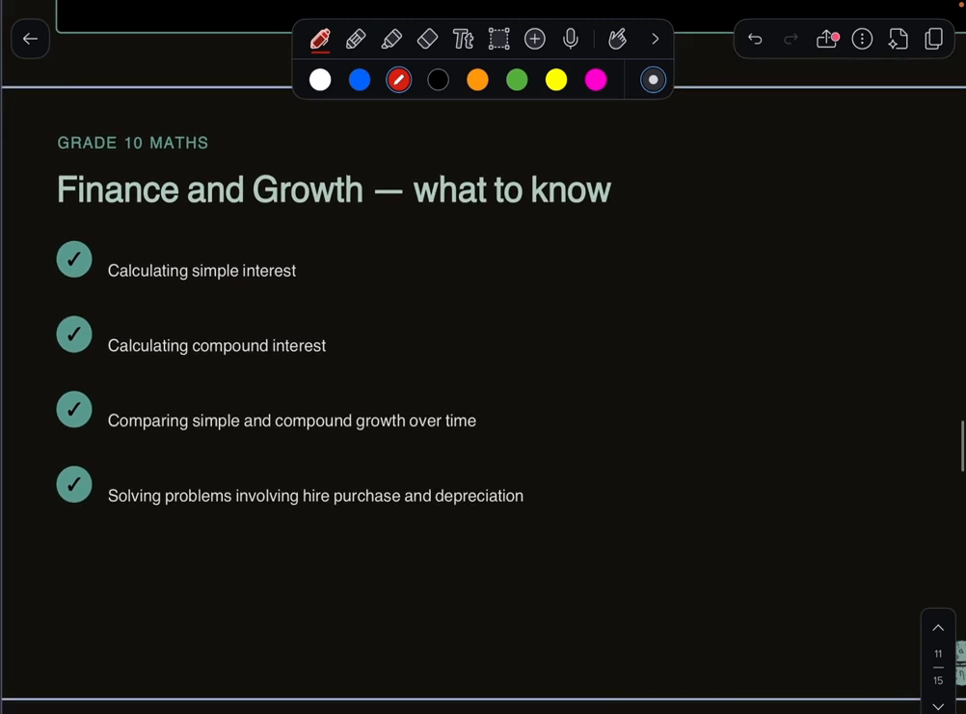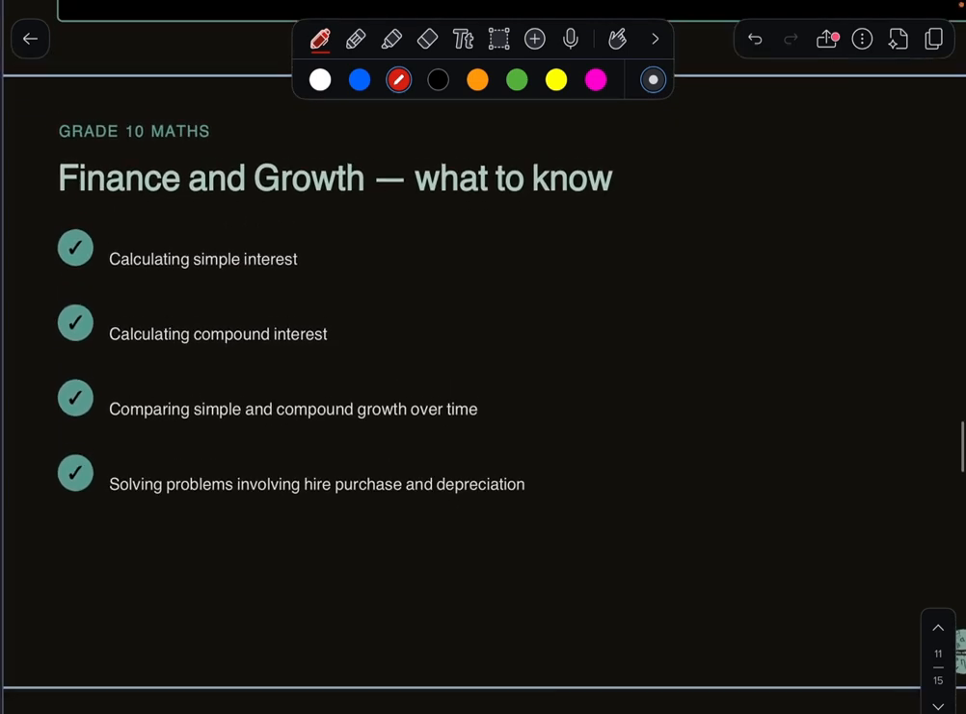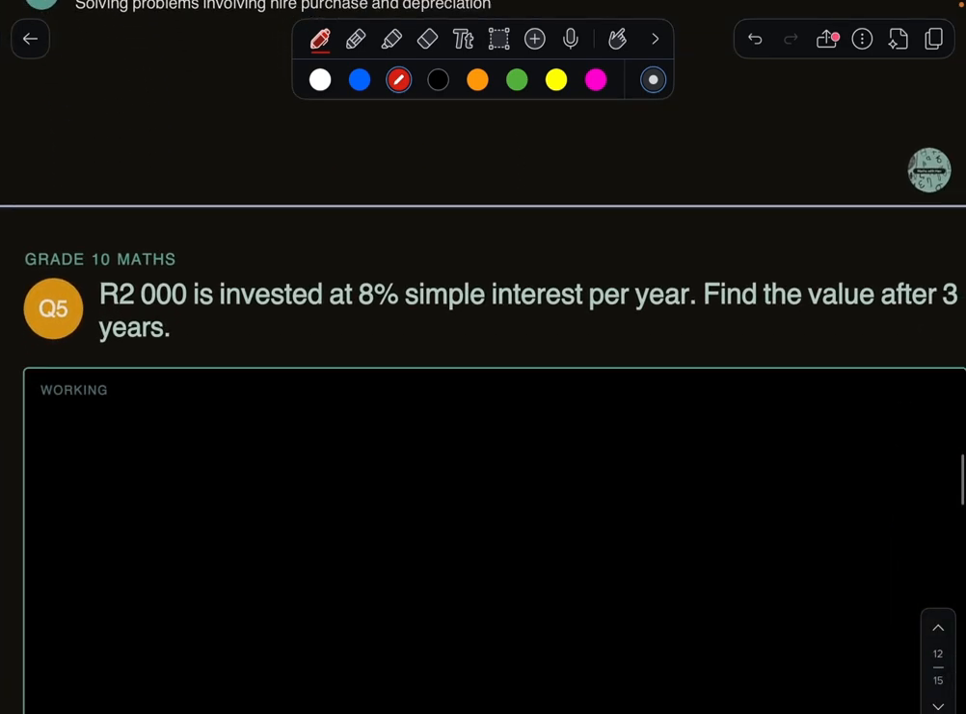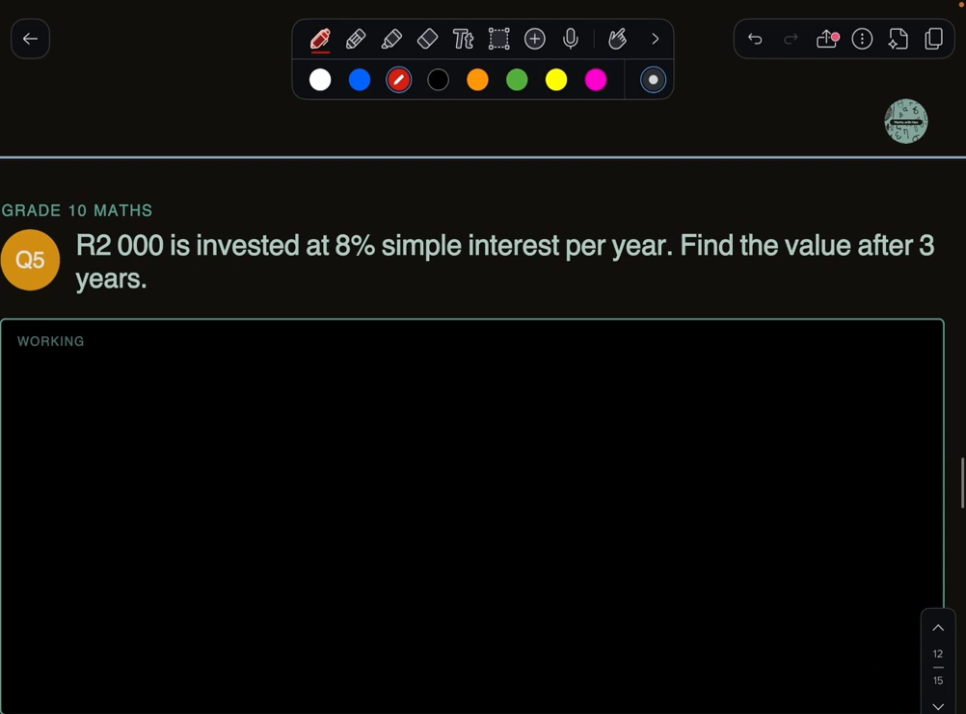And then finally, you're going to be looking at some financial maths, so calculating simple interest, compound interest, comparing which is the better option in different scenarios, and solving problems with higher purchase and depreciation. As an example of a question, this is a simple interest one. 2,000 Rand is invested at 8% simple interest per year. Find the value after 3 years.